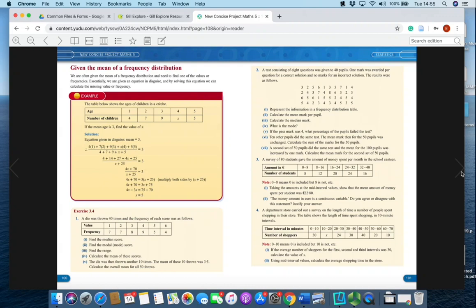Okay, so when you're given the mean of a frequency distribution, is it hard to work out? Well, we did an example of this where we worked out a particular value in a mean calculation. How do we handle it when it's a frequency distribution table? Okay, so this question gives me a table. If the mean age is 3, find the value of x. Okay, so let me share again, and let's work this one out.